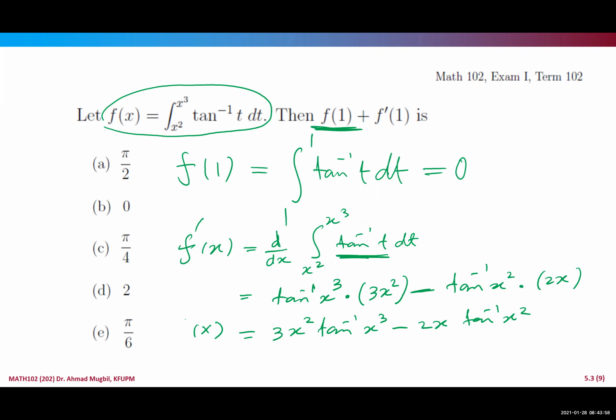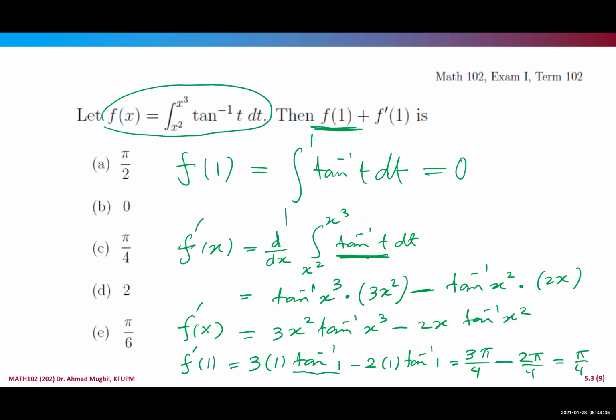Now this is f prime at x. If you want to evaluate it at 1, it will be 3 times 1 squared, which is 1, tan inverse 1, minus 2 times 1, tan inverse 1 squared, which is 1. What is tan inverse 1? It is pi over 4. So this will be 3 pi over 4 minus 2 pi over 4, which is pi over 4.